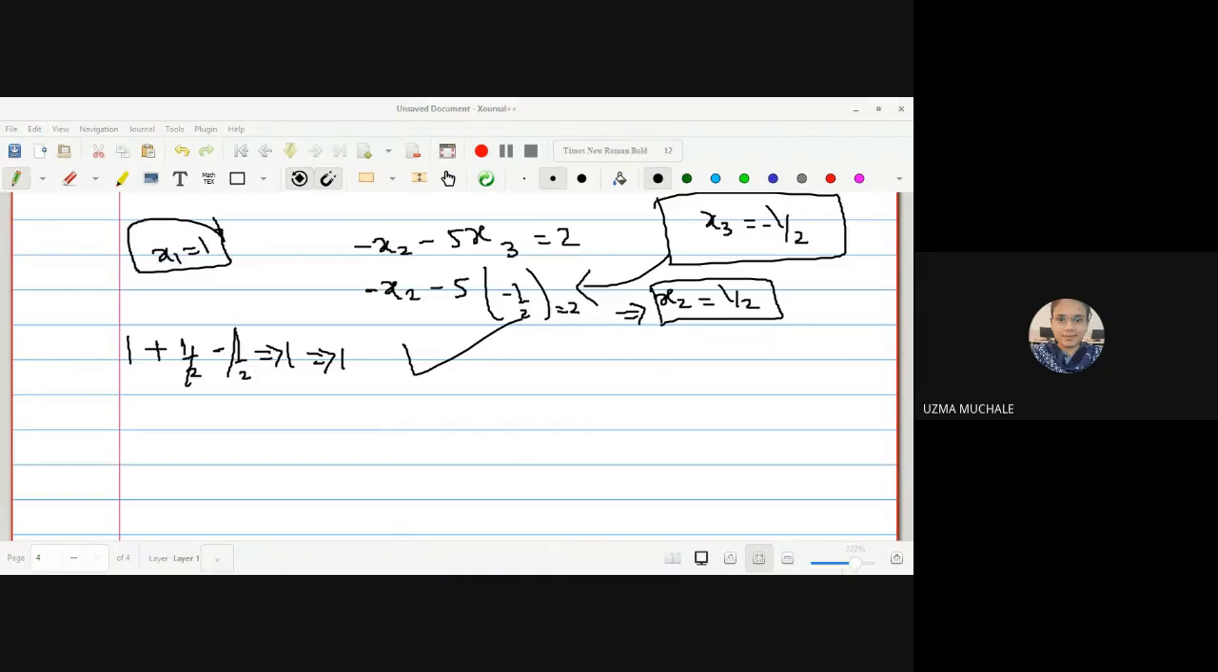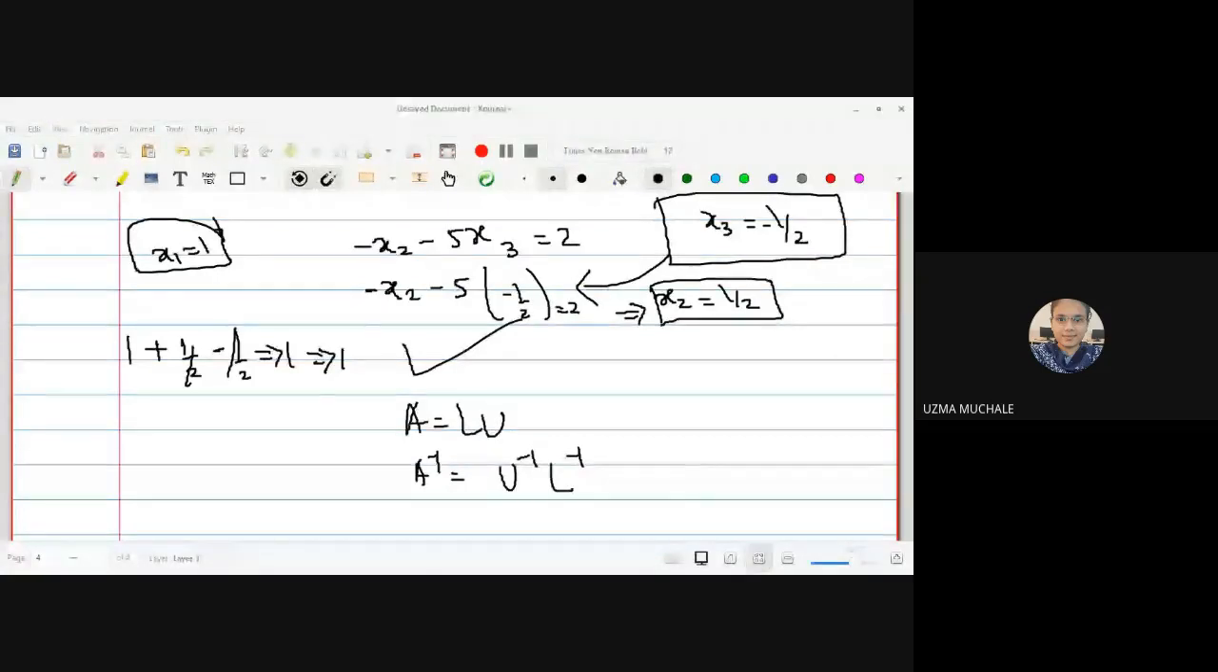Now how to find out the inverse with the help of this? A inverse. If A is L into U, what will be A inverse? U inverse into L inverse, no? Now let us solve one more example with the help of this.